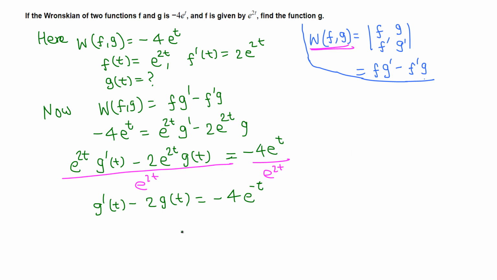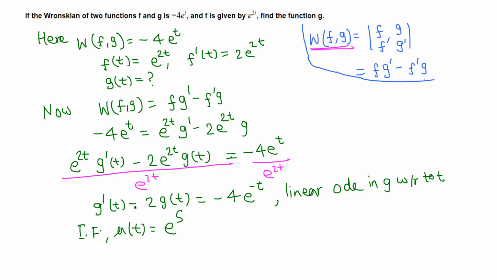And now this is a linear equation, a linear ODE in g, the dependent variable with respect to t, and to solve we find the integrating factor. So the integrating factor mu as a function of t is e raised to the antiderivative of this function, which is -2 dt, which is e raised to -2 times the antiderivative of 1, which is just t plus c, but we just write e raised to -2t.